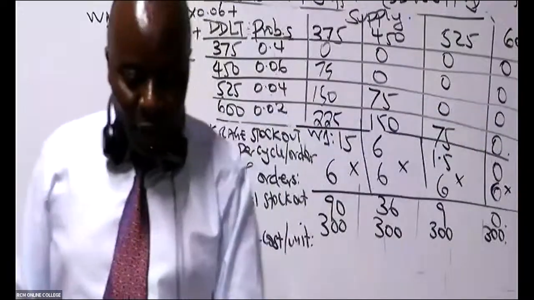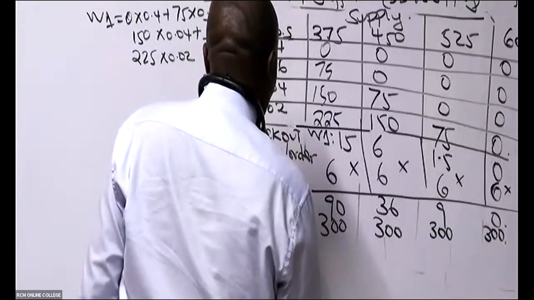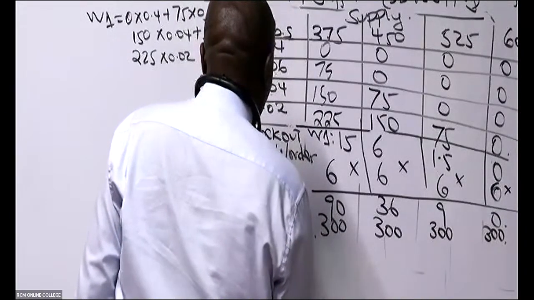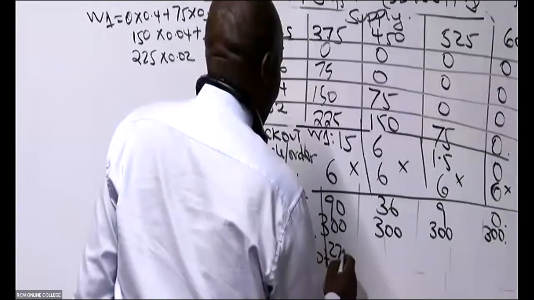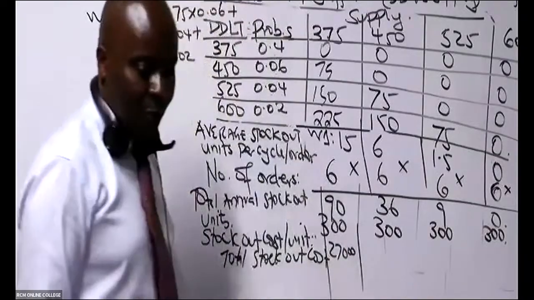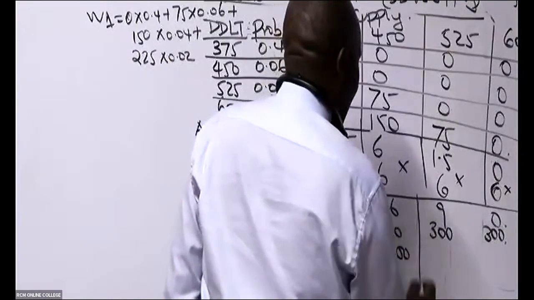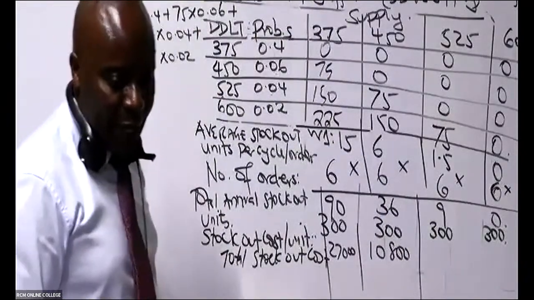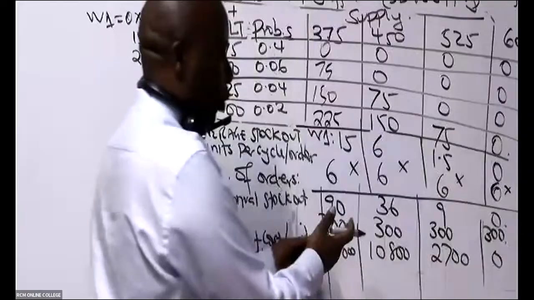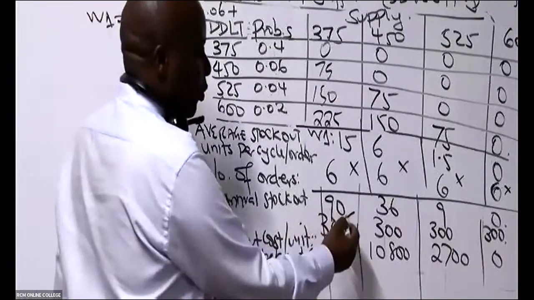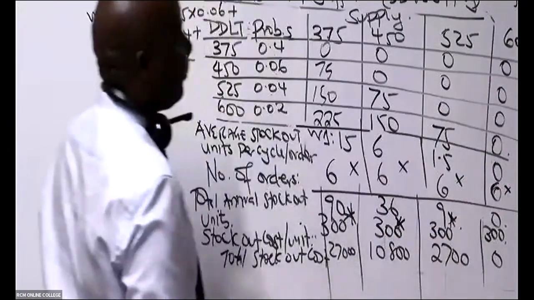Yeah, Ninja has already given us 27,000 as the total stock out cost. From there, the next one is 10,800. From there, we have 2,700. And then lastly, of course, you multiply the two numbers, isn't it? Yeah, for your revision, we multiply the two numbers.